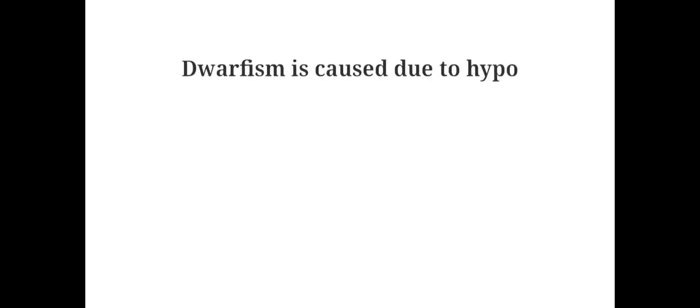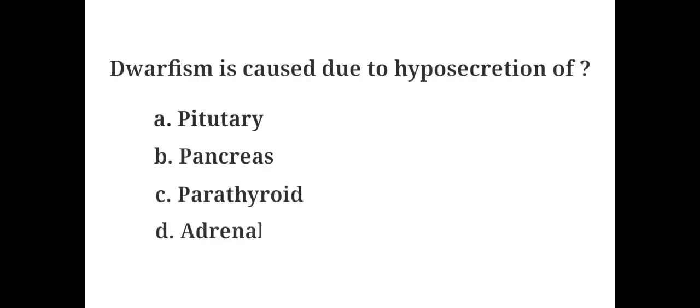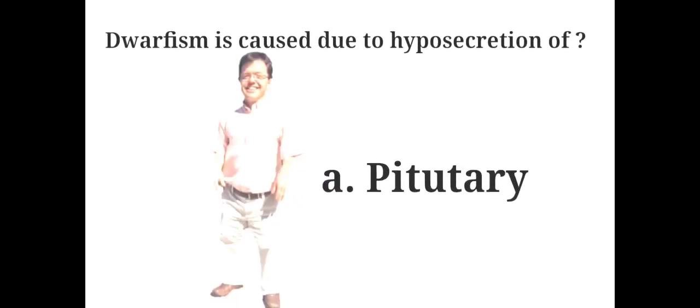Dwarfism is caused due to hyposecretion of A. Pituitary, B. Pancreas, C. Parathyroid, D. Adrenal. And the answer is A. Pituitary gland. Dwarfism is caused due to hyposecretion of pituitary gland.